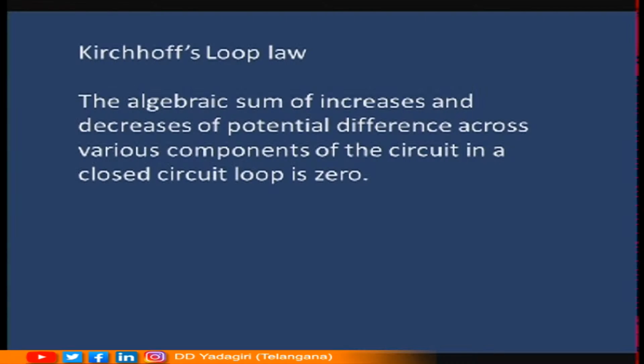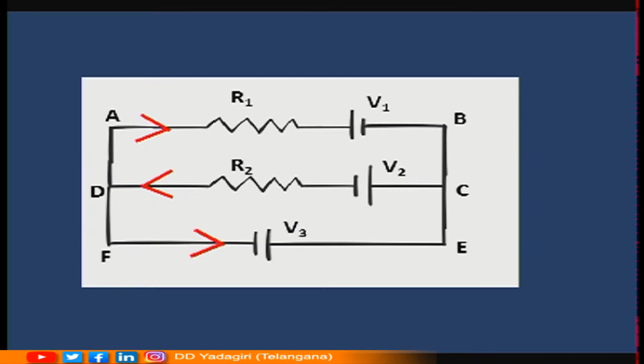Children, let us discuss Kirchhoff's second law, that is the loop law. Kirchhoff's loop law says the algebraic sum of increases and decreases of potential difference across various components of the circuit in a closed circuit loop is 0. Consider a network where we have resistance R1 connected to V1, resistance R2 connected to V2 and another battery V3 as shown in the figure.